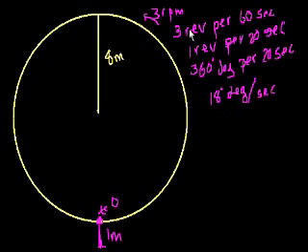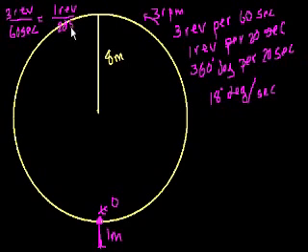I mean, we could have done this with a numerator and denominator. You could have said 3 revs over 60 seconds. That's actually how I should have done it. 3 revs over 60 seconds is equal to 1 rev over 20 seconds, which is equal to 360 degrees over 20 seconds, which is equal to 18 degrees per second. Right? So we're going to travel 18 degrees per second.